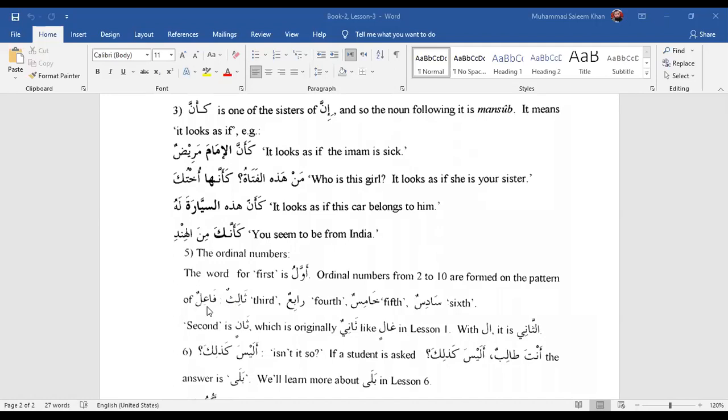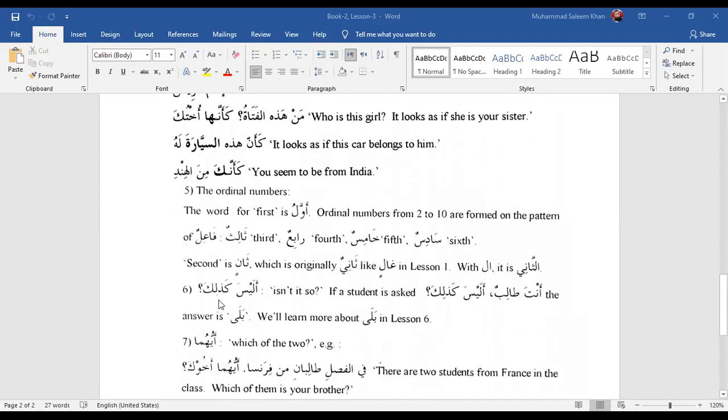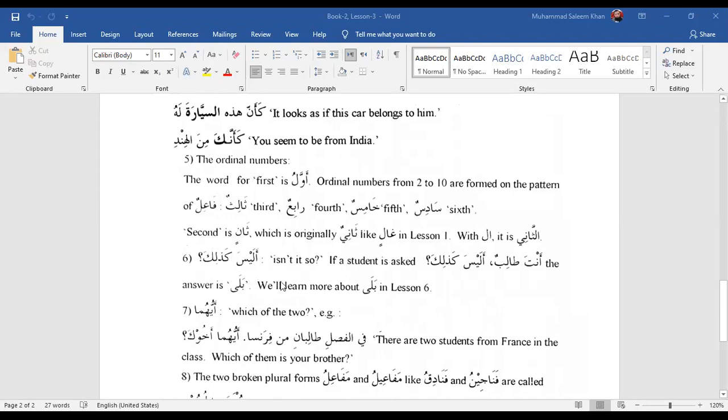So why are we saying al-khamisu al-rabi? Because we are using al with that, so we cannot use tanween with it. And this one we talked about, inshallah we will talk later. It was thanin because it's thaniyun, and this is ism manqus, and we talked about this before. Alaysa kadhalika, isn't it so?